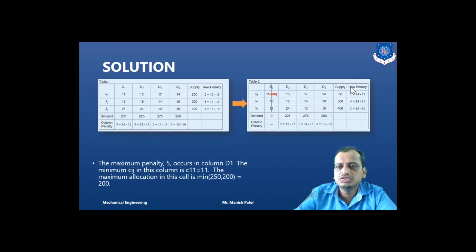Now if you see carefully the row penalties and column penalties, which is the maximum one? 1, 4, 3, 0, 1 and 5. So the maximum one is 5. So we can allocate here. In this, what is the minimum cost? 13. So we will try to allocate here.